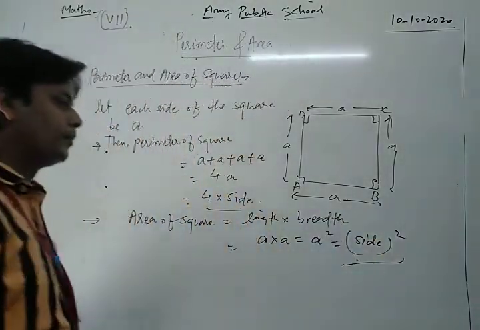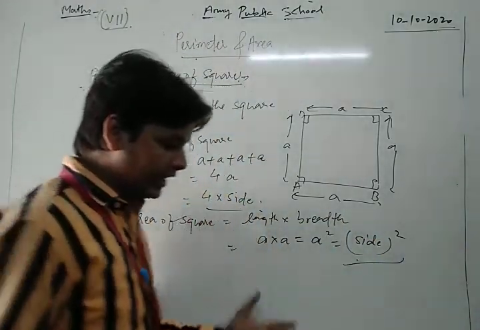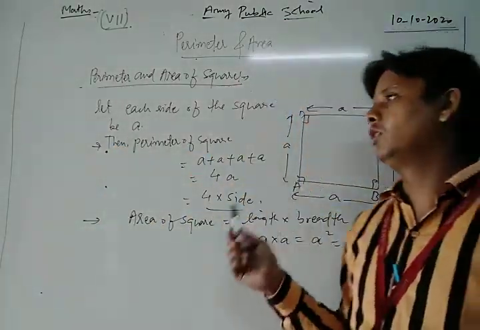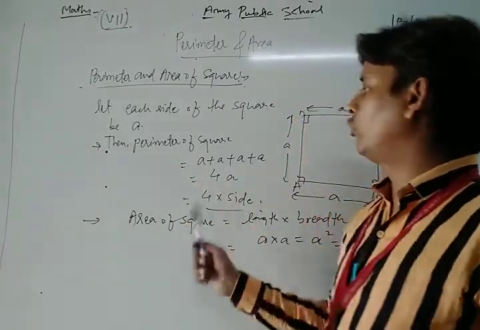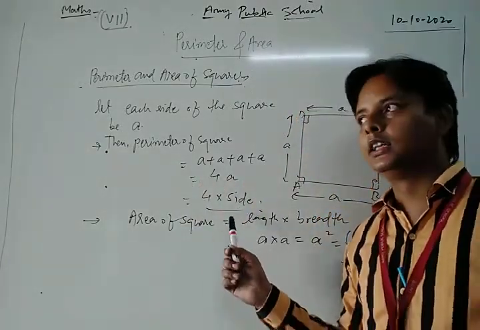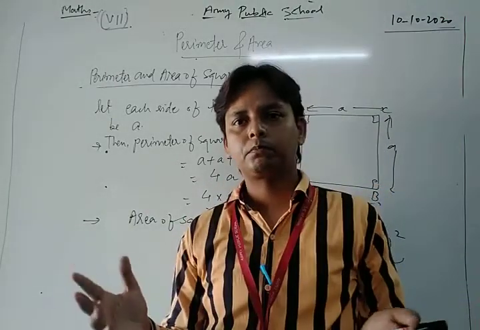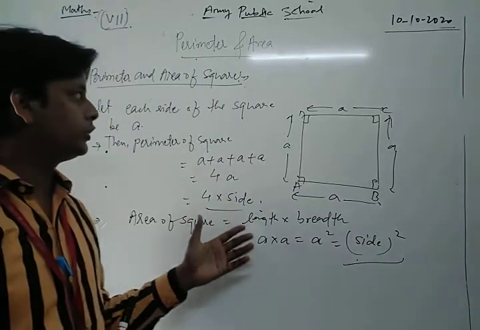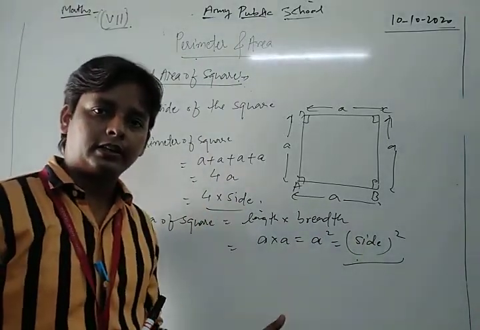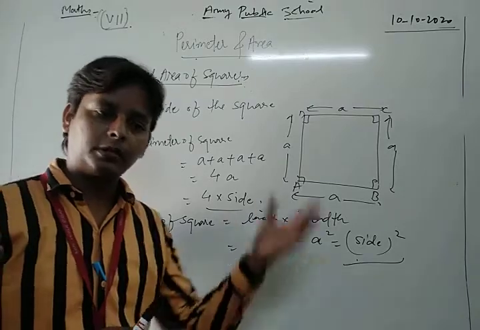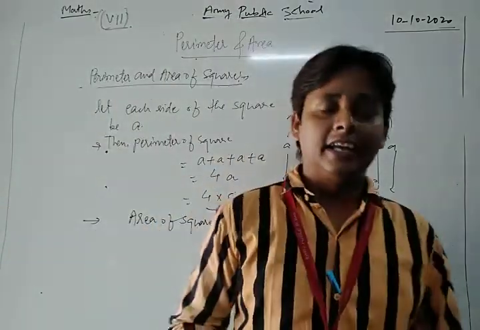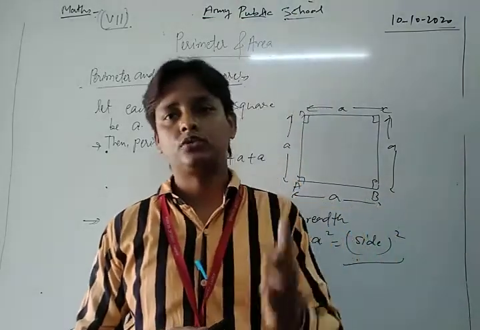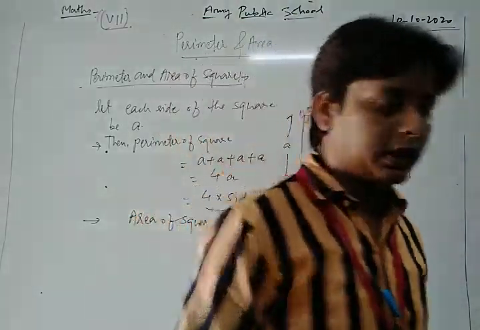Thus in this way we can say that the formula for the area of the square is side square, and the formula for the perimeter of the square is 4 into side. Thus, dear student, in this way we see all the formulas related to square, rectangle, triangle and parallelogram. Now we discuss the area and circumference of circle, which is also a very important part of that chapter.